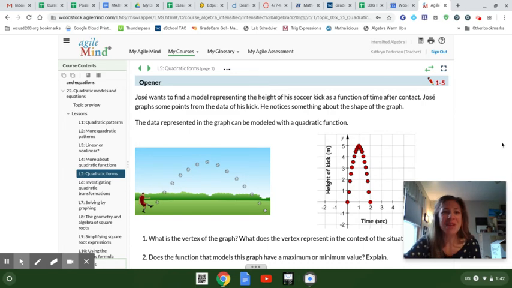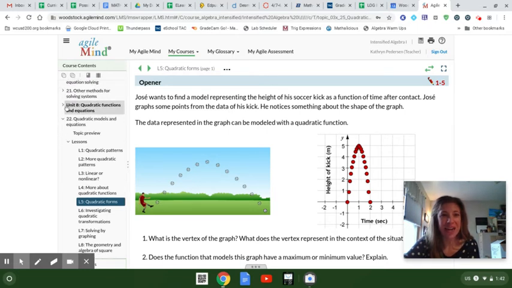But online on Agile Mind, once you log in, you're going to go to My Courses on the top left side. You are going to, again, look for Unit 8 on quadratics. Topic 22, hit that down arrow. Next to lessons, hit that down arrow, and we are in lesson 5. So Unit 8, down arrow next to 22, down arrow next to lessons, and we are in 5.